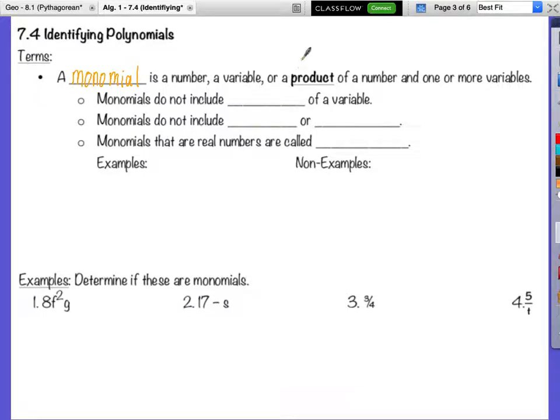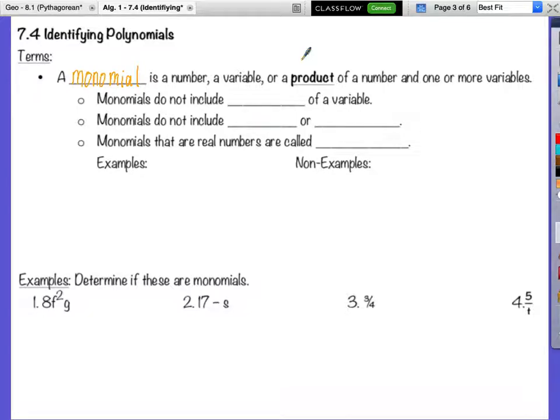is a number, variable, or a product of a number and one or more variables. Mono means what? One. Okay? We're talking about one term. I talked about this the other day a little bit too as well.